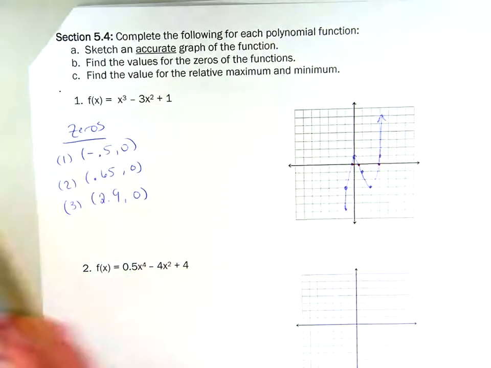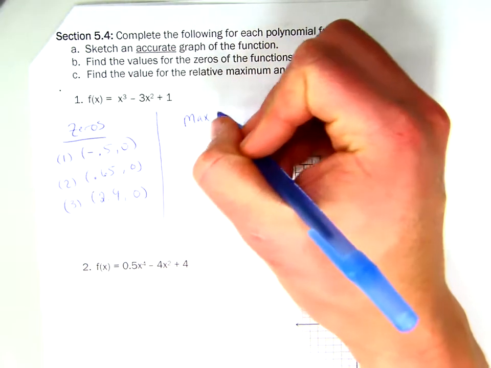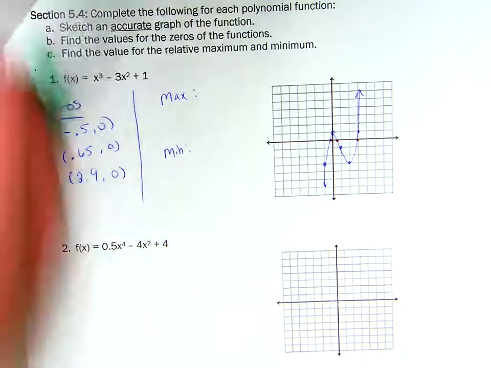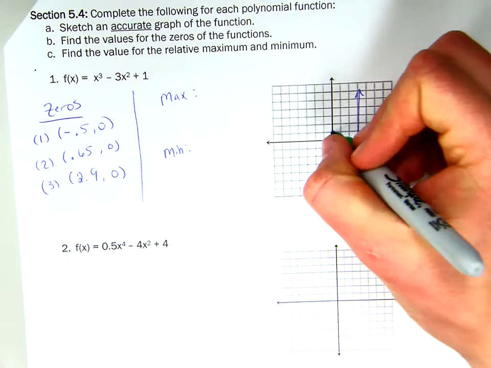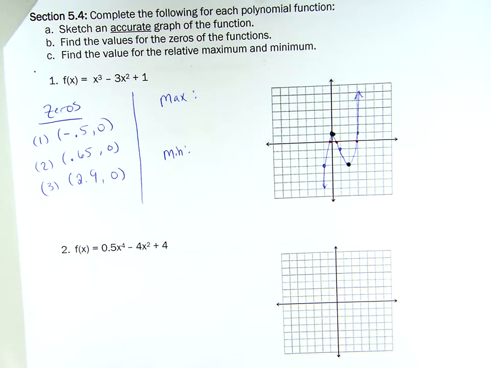So now we found the zeros. We gotta go to max and min. So we have max, we have min. All right, we got one of each. Our max, that's our hill, right here in green. Our min, that's our valley right there.